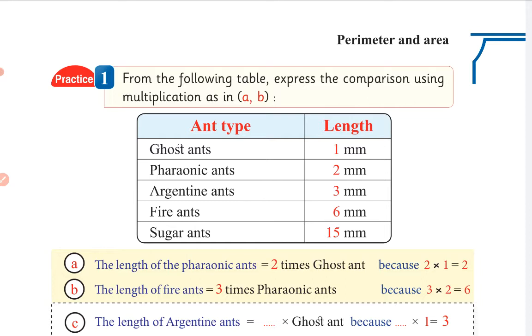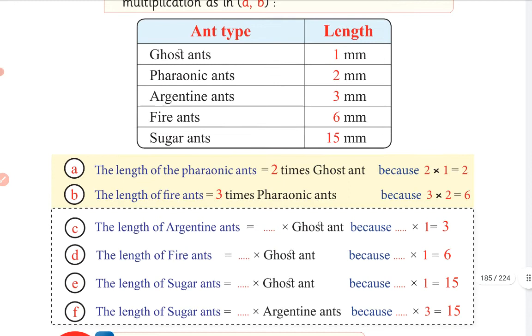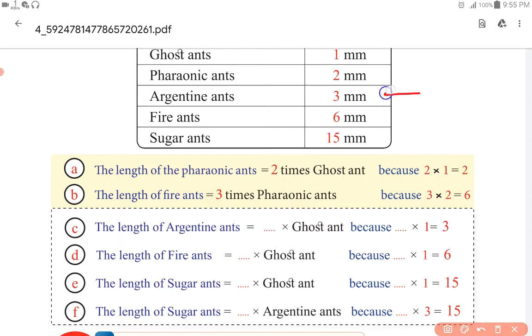نحسب مع بعض السؤال تحت كده. نشوف السؤال الأول بيقول لي the length of Argentine ants equal space times ghost ant. شوف الأرجنتين ant equal 3، تمام، والجوست ant equal ايه؟ equal 1. يبقى 3 times because 3 times 1 equal 3. هنا ده عندي ب1 والتاني عندي ايه؟ 3. يبقى 3 times 3 أضعافه. 3 times 1 equal ايه؟ 3.